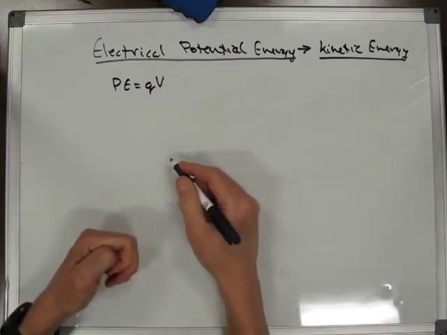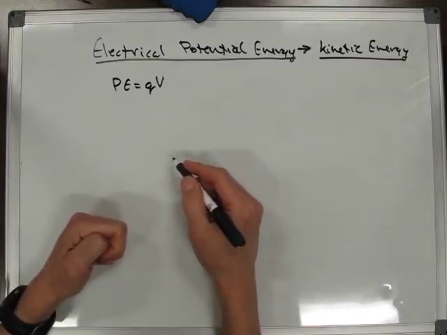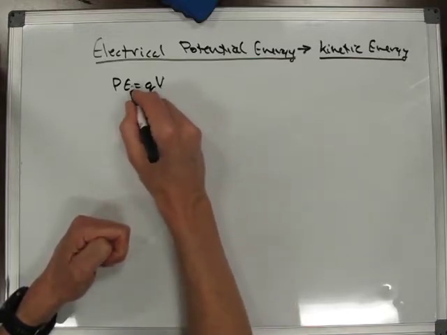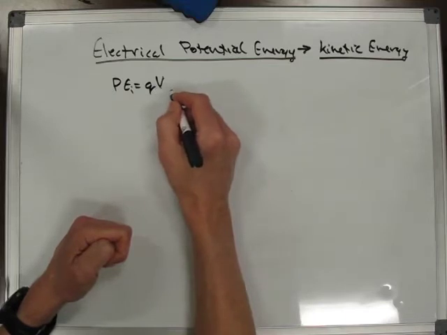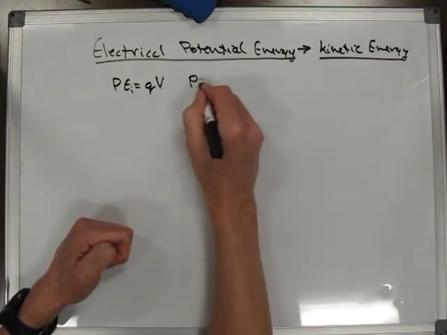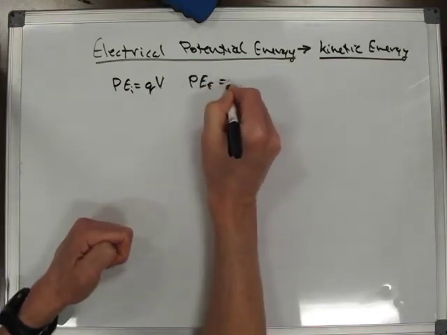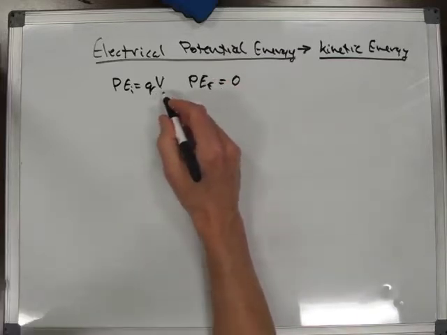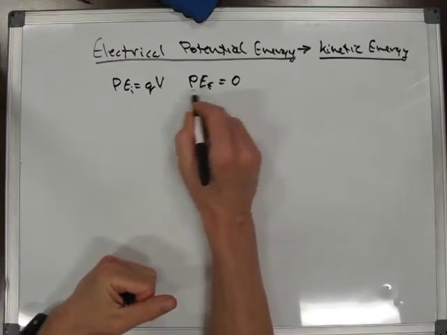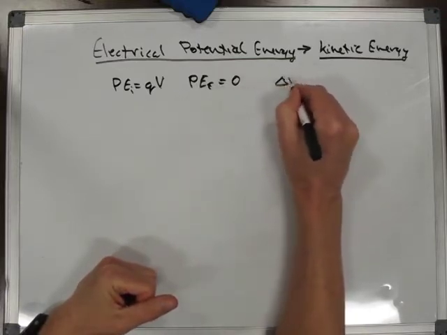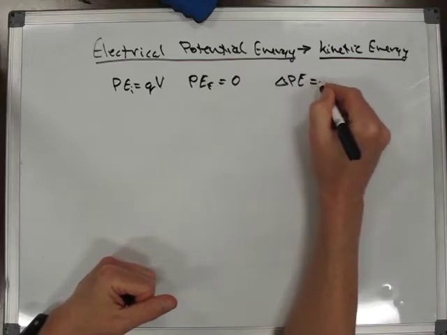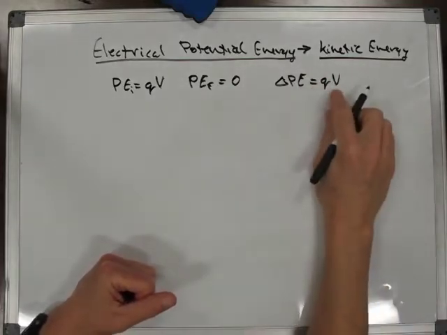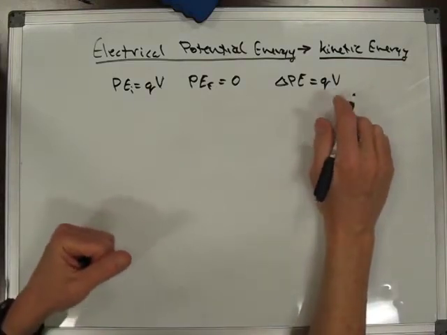For example, we can have a charge that's at a high voltage, so we can say PE initial is equal to QV, whatever our voltage is, and then PE final is equal to 0. This is a charge that starts at a high voltage and then is released and runs down to a low voltage, and so the change in potential energy is just the charge times the voltage.